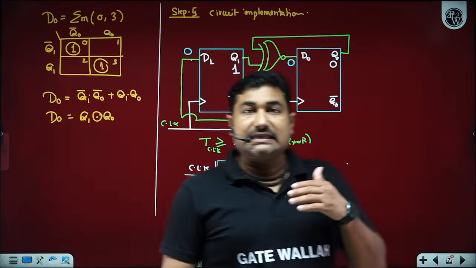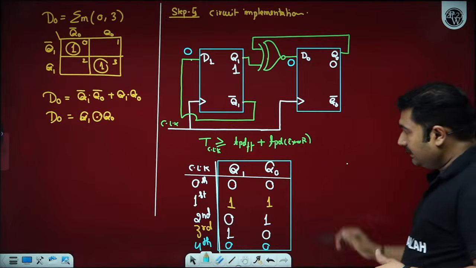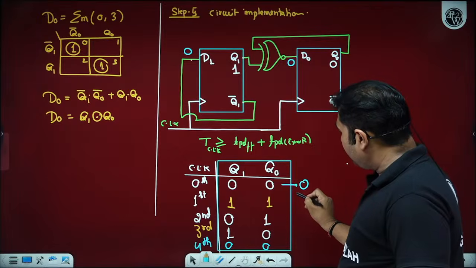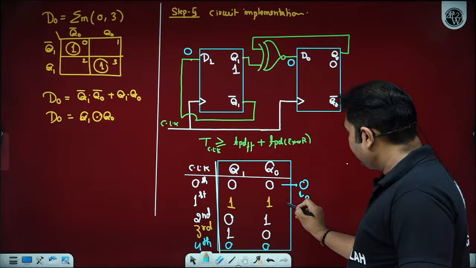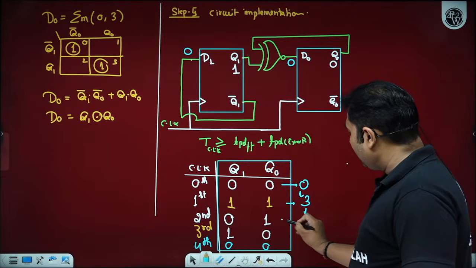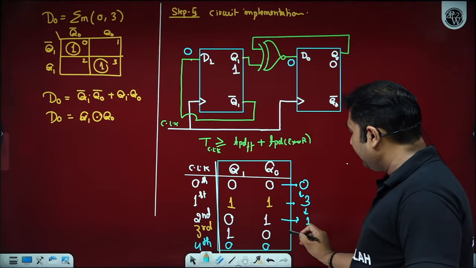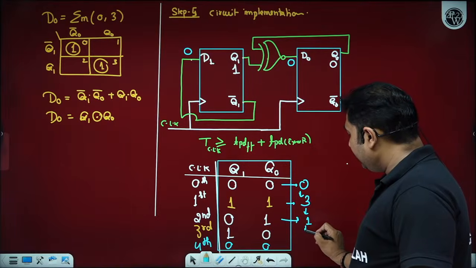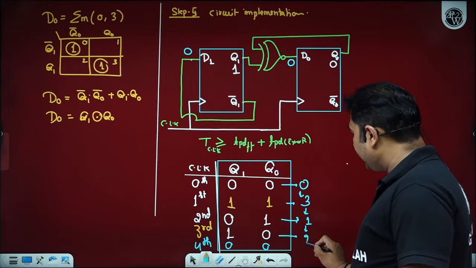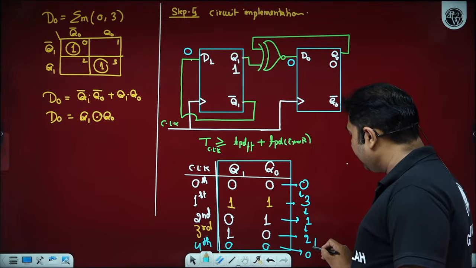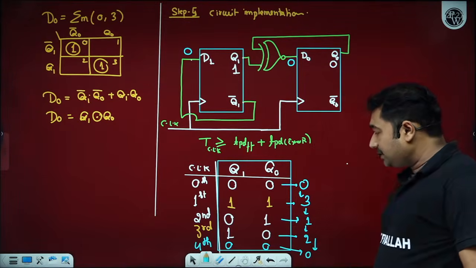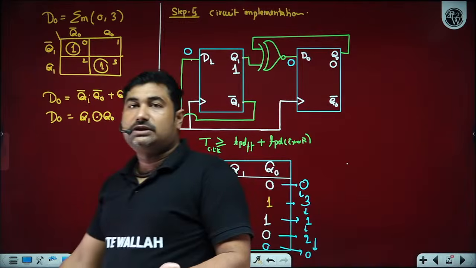So what is the sequence we are getting? If a binary of 0 is available, then on application of the clock we are getting binary of 3. If binary of 3 is available, then on application of clock we are getting binary of 1. If binary of 1, then on application of the clock we are getting binary of 2. If binary of 2, then on application of the clock we are getting binary of 0. We want to design 0, 3, 1, 2, and we are getting 0, 3, 1, 2.